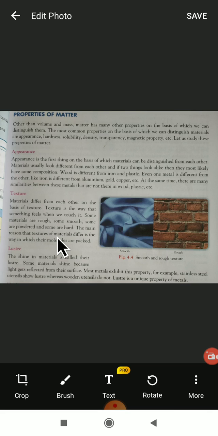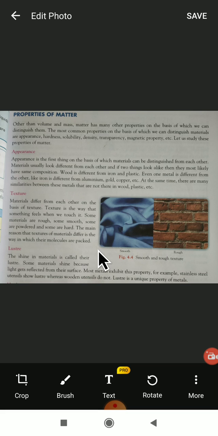Next, you see, some materials are in a powdered form, and some materials are in a hard texture. The main reason that the texture of materials differs is the way in which the molecules are packed. On what does the texture depend? I will explain how the molecules are arranged in a solid state, liquid state and gaseous state.